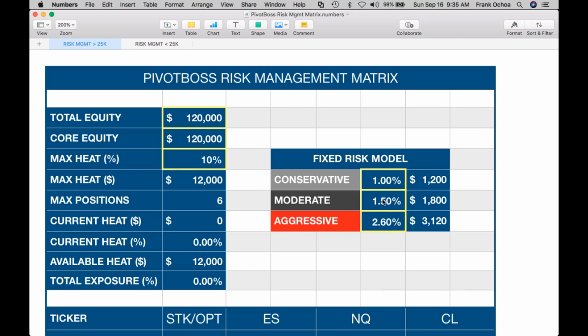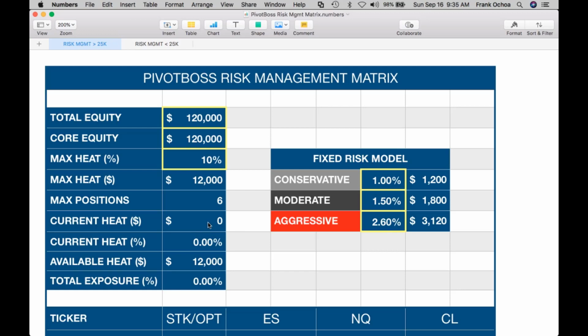And if you are using the 1.5% moderate fixed risk model as your main trade allocation, for example, then 6 positions would go into 12K. So you can have 6 simultaneous positions at that allocation.